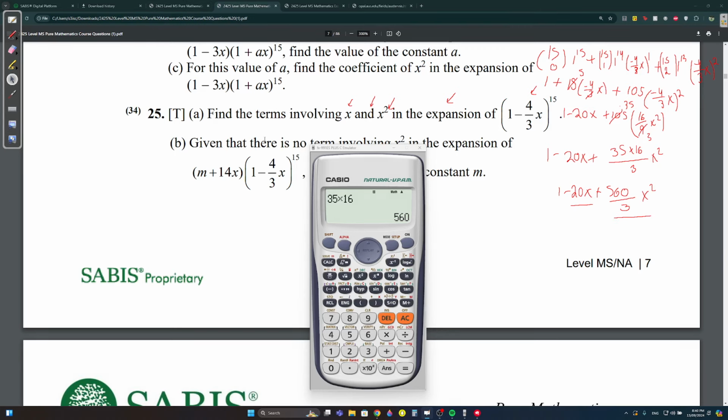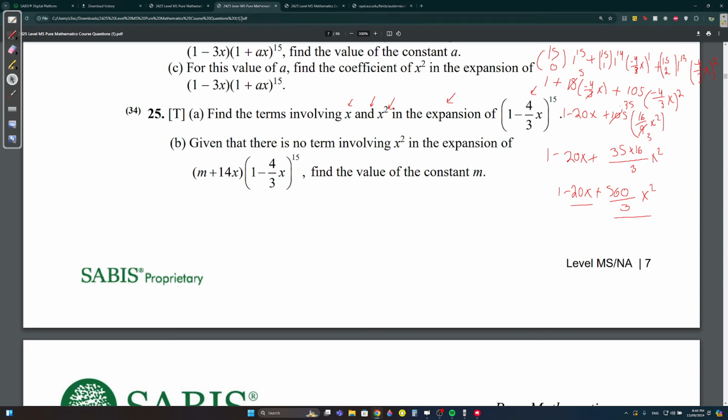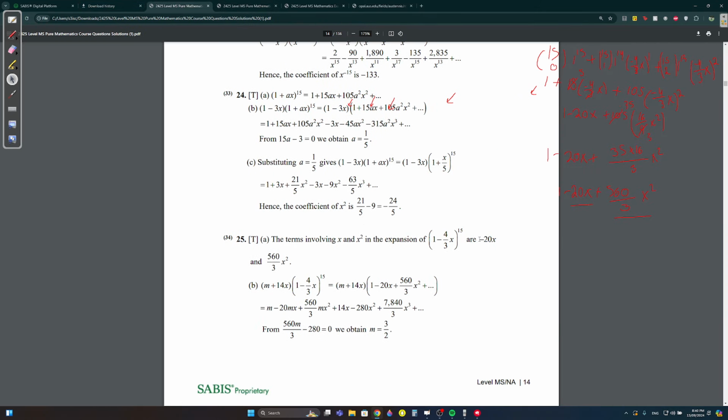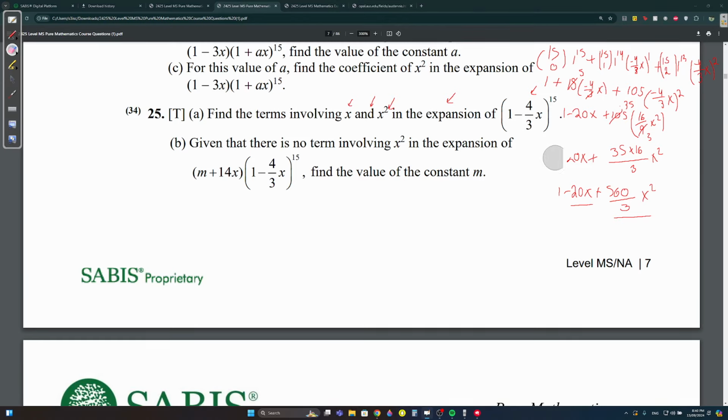Don't just write this, because remember the question said involving x and x squared. It would be silly to manage to get the expansion correct and not know how to say that the term involving x is minus 20x and the term involving x squared is 560 over 3 x squared. Anyway, we got this.